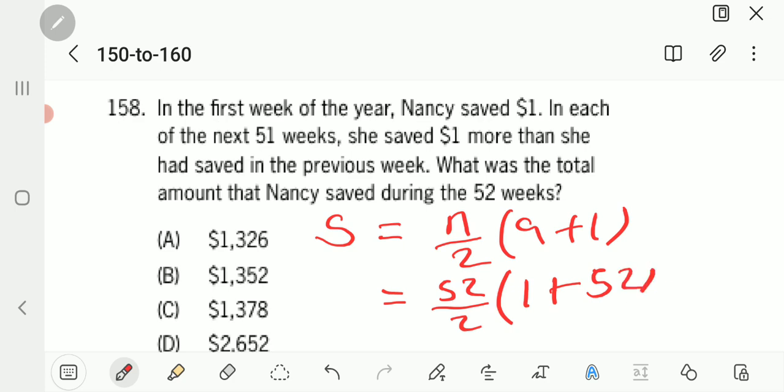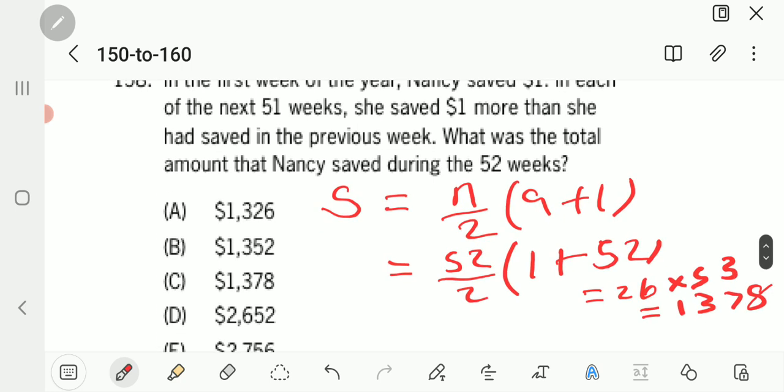Now if we evaluate this, 52 divided by 2 is 26. So we are going to get 26 times 1 plus 52, which is 53. 26 times 53 will give us 1378. You know, this is something I believe you can actually do.